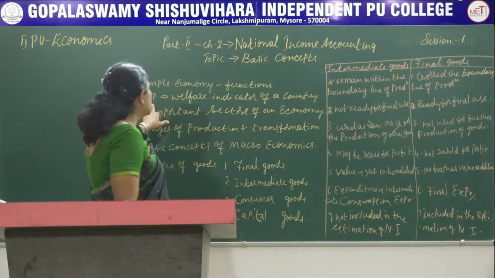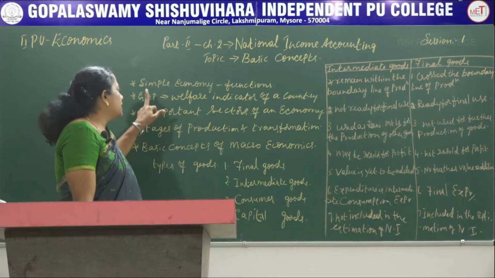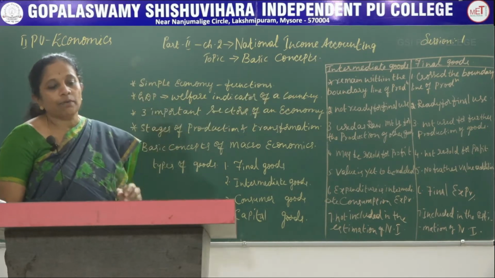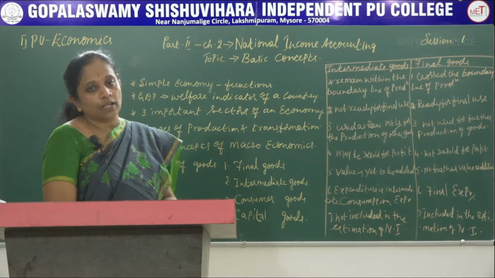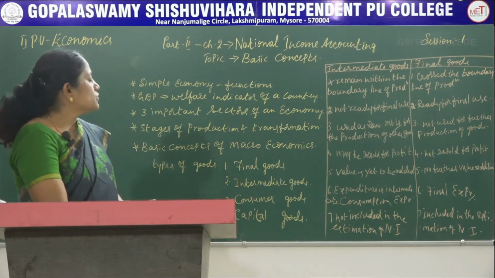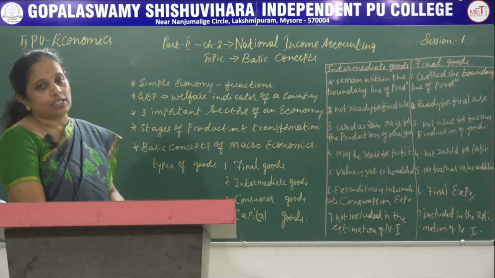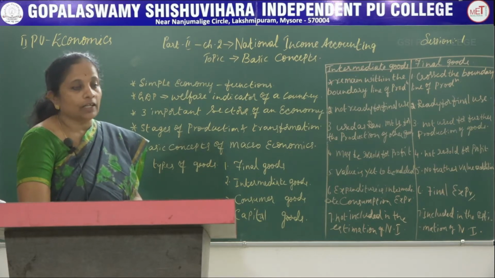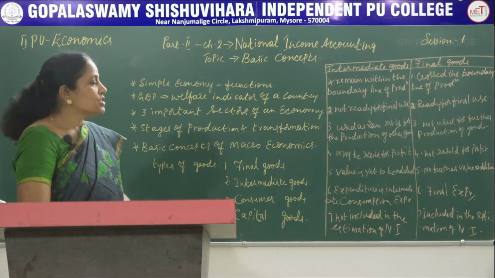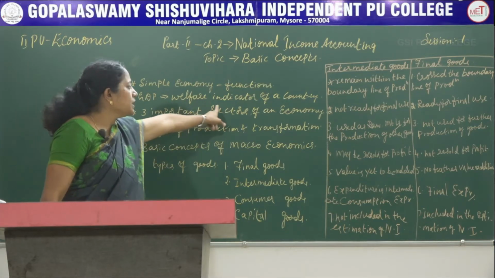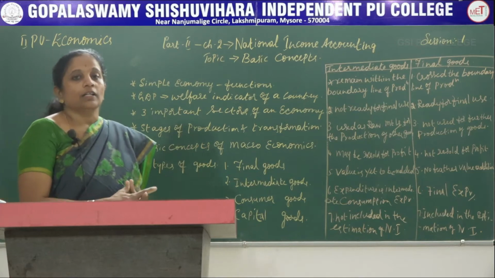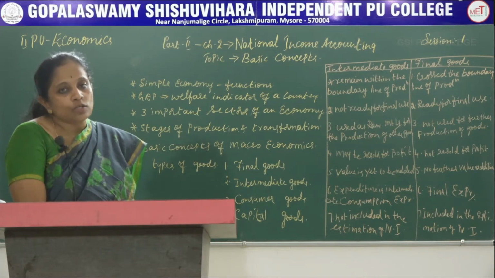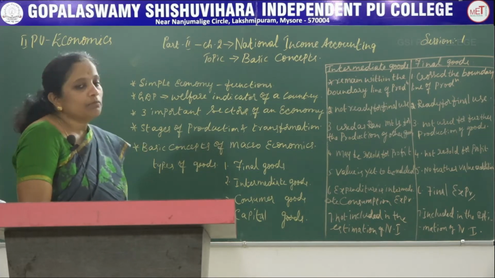So, the next one is the calculation of GDP, and GDP as the welfare indicator of a country. GDP is nothing but the gross domestic product, that is the sum total of goods produced and services generated over a period of a year. GDP is the true welfare indicator of a country because the GDP takes into account the total amount of final goods produced. It does not consider the intermediate goods.